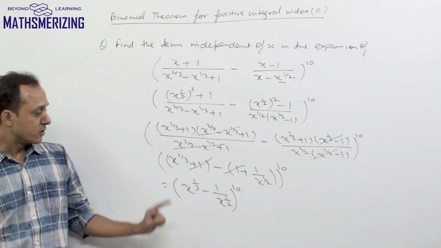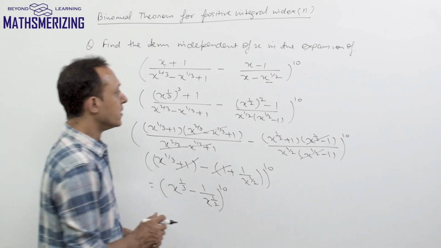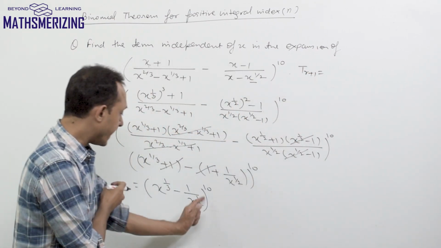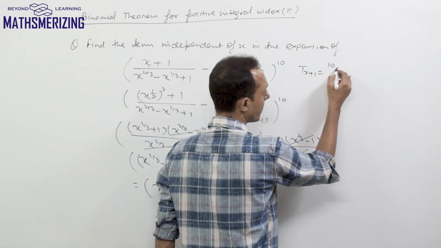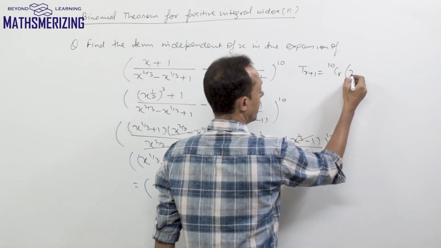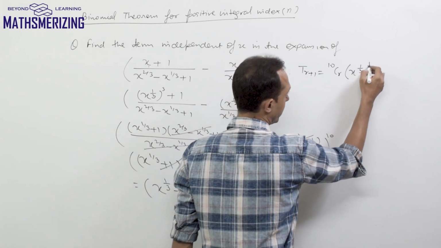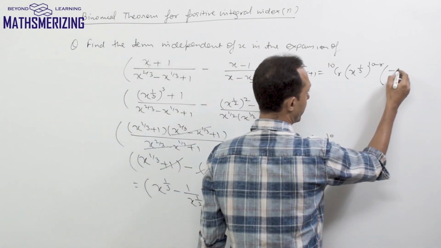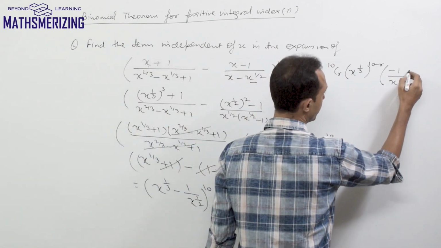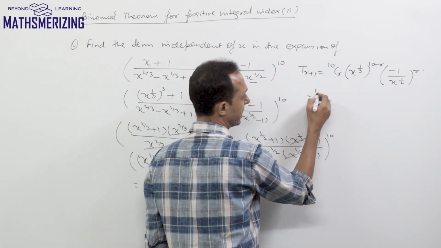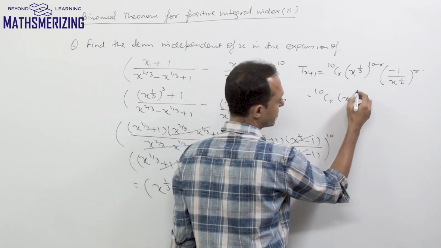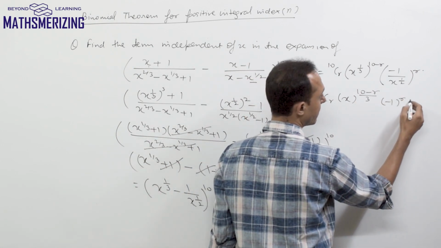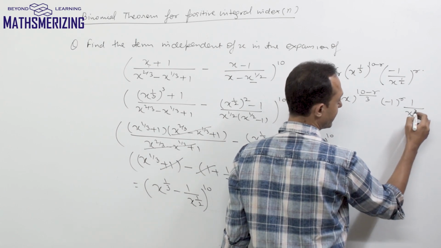Now it's a binomial expression. So now I can write the general term for it. Its general term, which is T(r+1), will be given by 10Cr (x to the power 1 by 3) to the power 10 minus r, and then it is (minus 1 upon x to the power 1 by 2) to the power r. So I'll write it as 10Cr x to the power (10 minus r) by 3 into (minus 1) to the power r, and 1 upon x to the power r by 2.